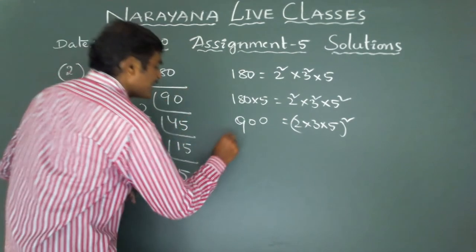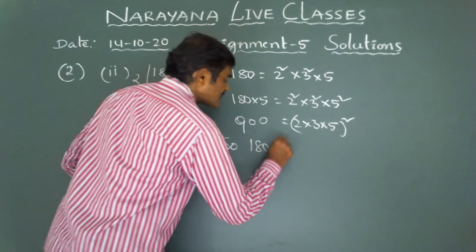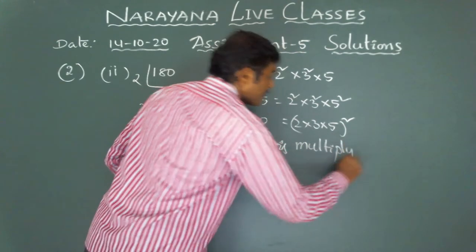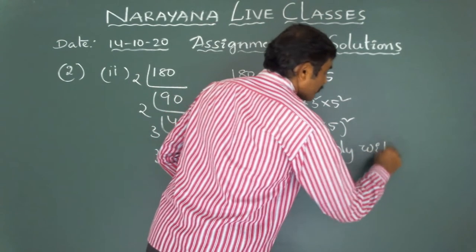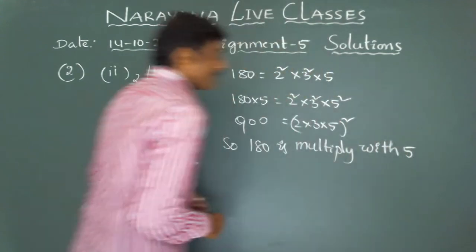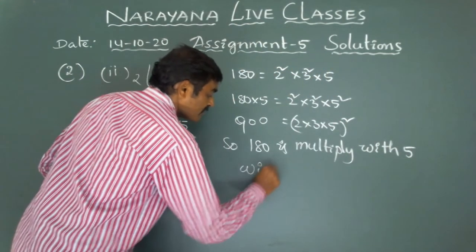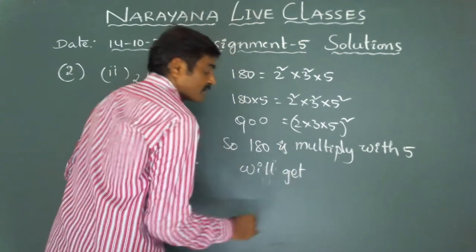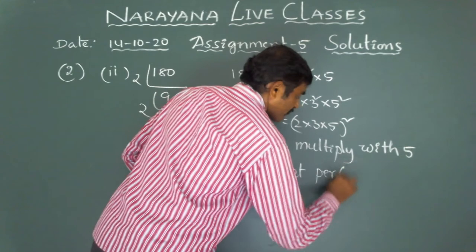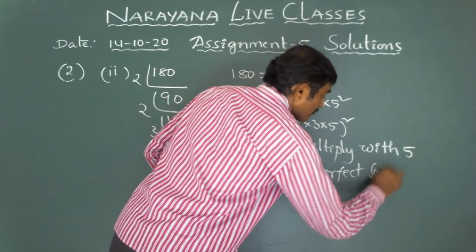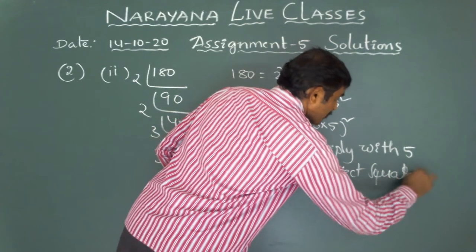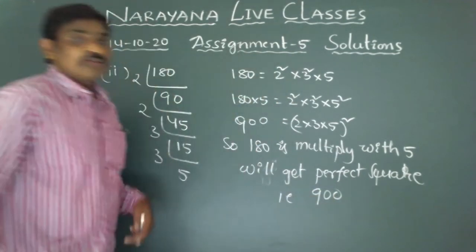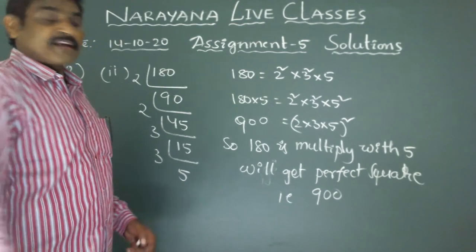So 180 is multiplied with 5, and multiplying with 5 we get a perfect square, that is 900. Now I want to find the square root of 900.